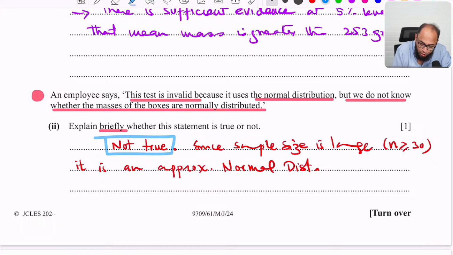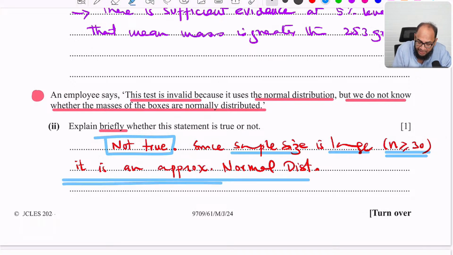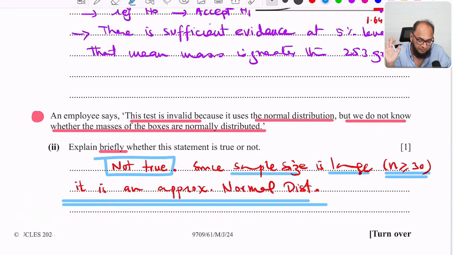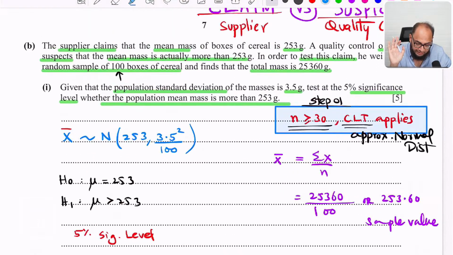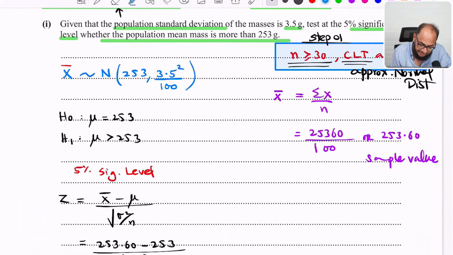So we will say it's not true. Why? Because since sample size is large, n is greater than or equal to 30, CLT applies. It is now approximately following a normal distribution. So yes, go ahead and use normal. Perfectly fine. Coming back to this, step 1 is done. What is step number 2?